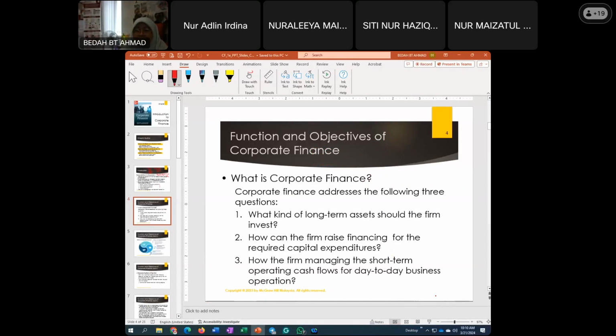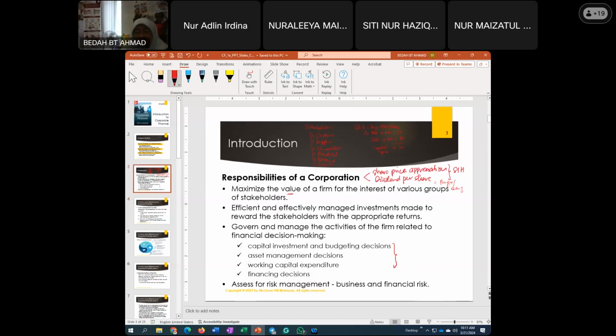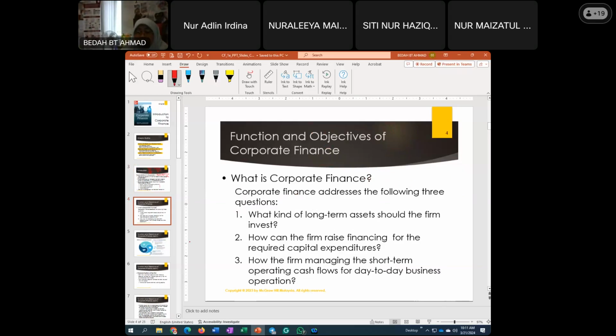Okay, the next thing is functions and objective of corporate finance. So what is the corporate finance? This is to explain to you the definitions of corporate finance. So corporate finance, surrounded by three different questions, addresses the following areas. Number one is what kind of long-term asset should the firm invest. So this relates to number one, capital investment and budgeting decisions. Long-term assets, so this is the capital investment.